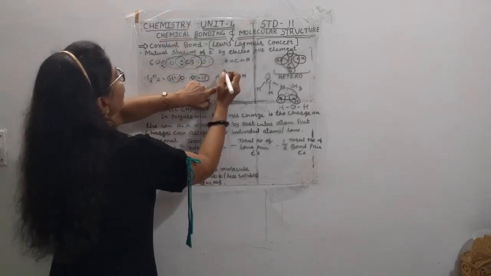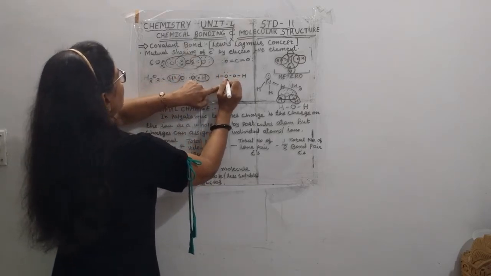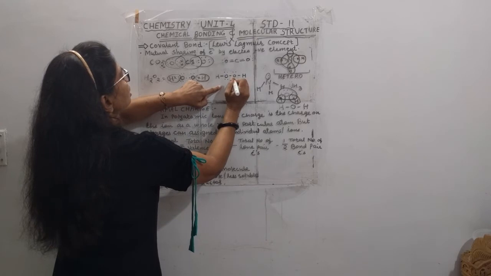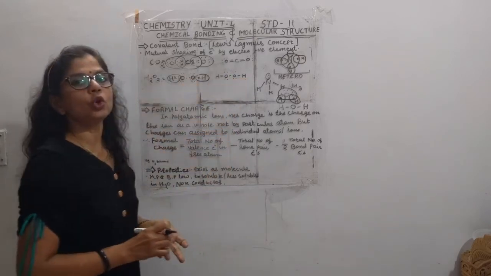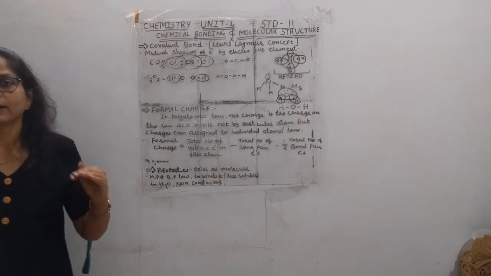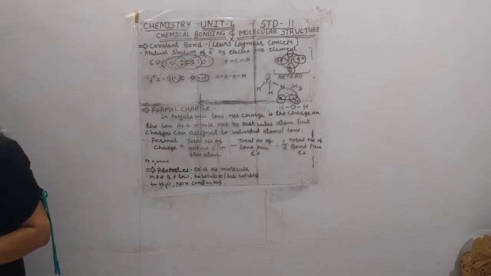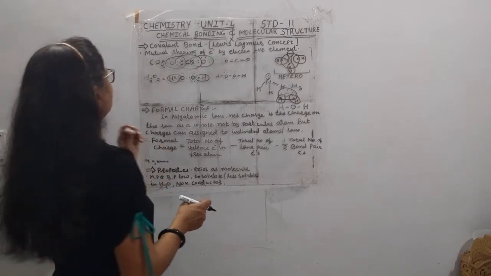And the number of unpaired electrons: 1, 2, 3 and 4, 1, 2, 3 and 4. So 2 lone pairs of electrons are not taking part in the bond formation. Student, one more example I am going to take, that is the SO4 minus 2 ion.